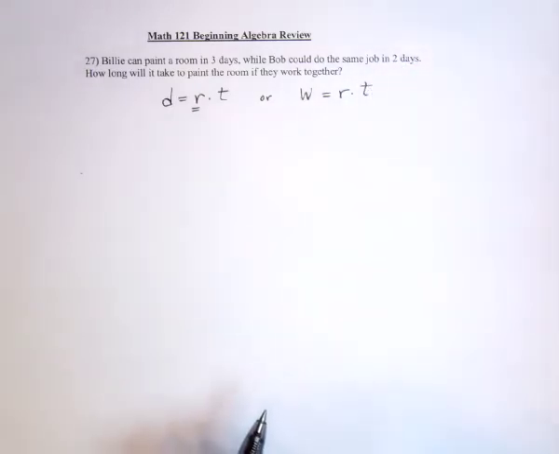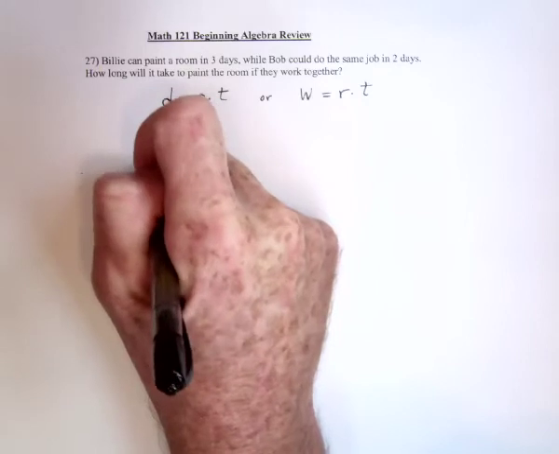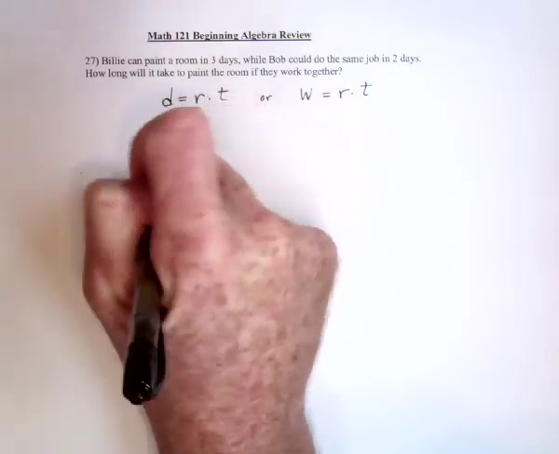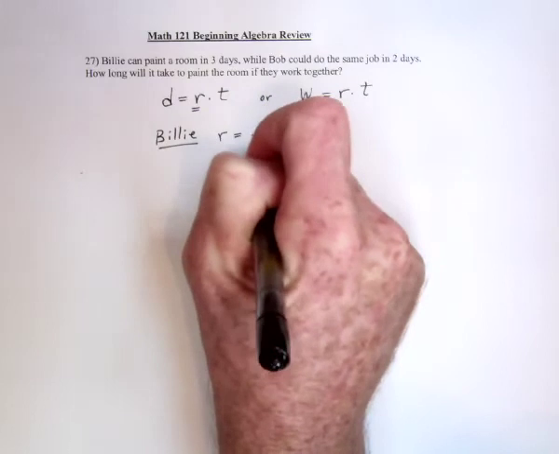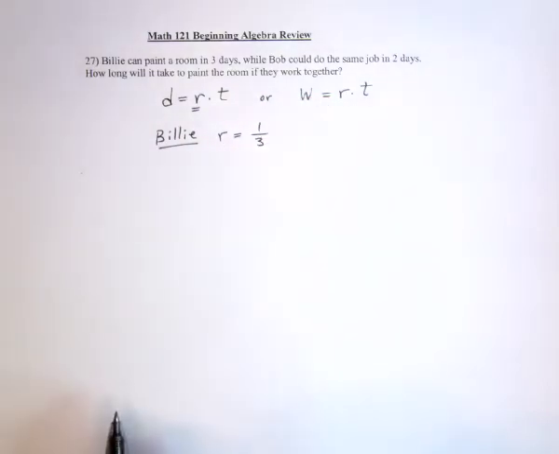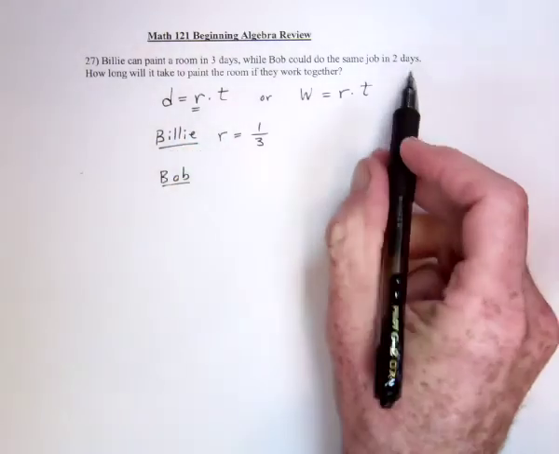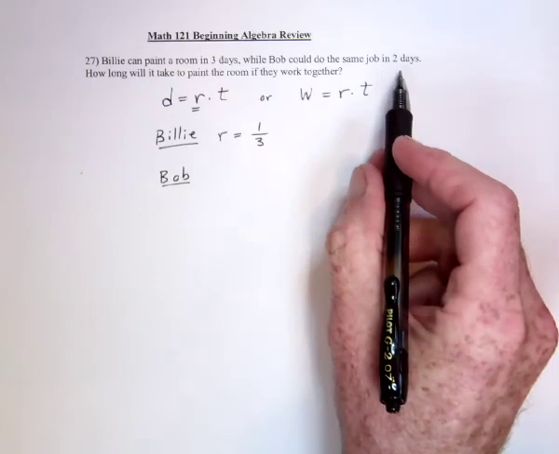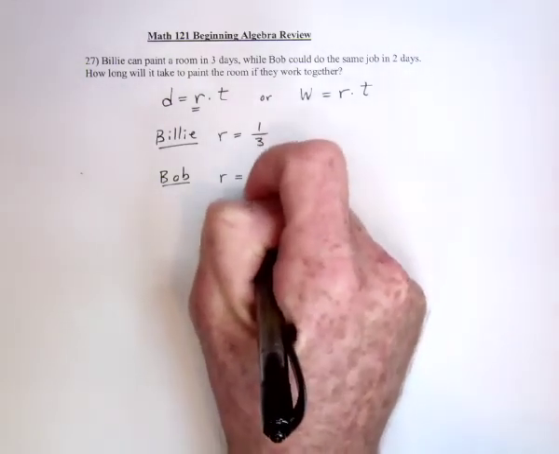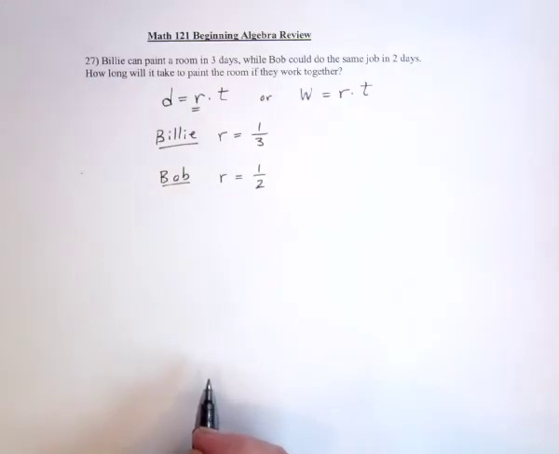Okay, so if Billy can paint a room in 3 days, then we need to know what is his daily rate. So each day, if it takes him 3 days total, each day he would then be 1/3 done. So for Billy, the rate is going to be that he gets 1/3 of it done every day. And then for Bob, it takes him 2 days to do a job, so his rate is he gets half of it done each day. Half done the first day, half done the second day.